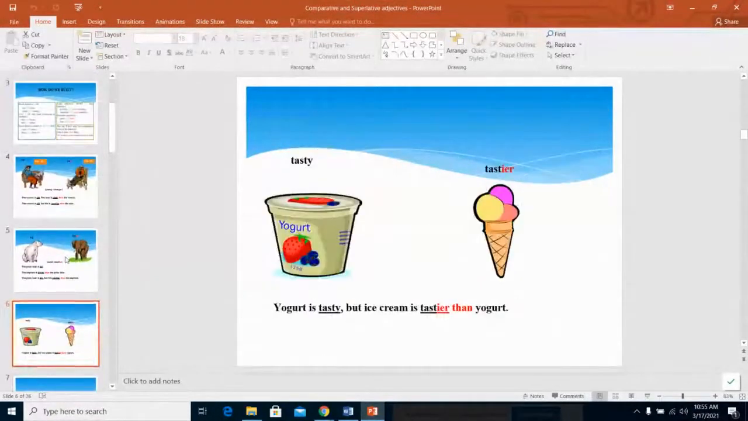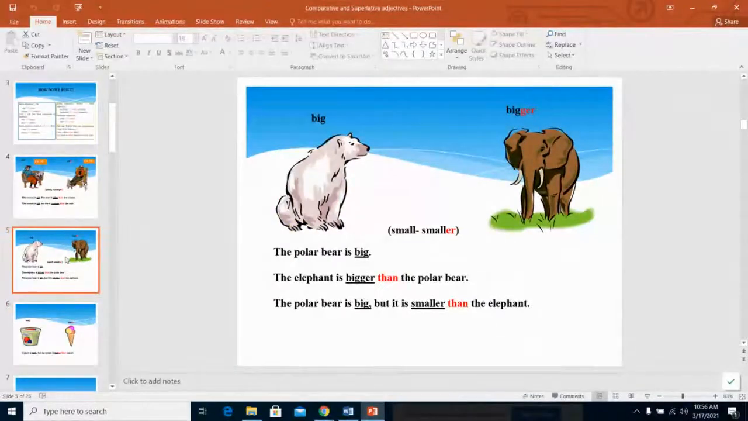Let's see another example. Big and bigger. This polar bear is big. So certainly the elephant is bigger than the polar bear. And the polar bear is big, but it's smaller than the elephant. So we can use either bigger or smaller to compare two animals. All right? I hope it's easy for you, not very difficult. If it's difficult, please raise your hand. Tell me, teacher, I don't understand. I'm here to help you out.